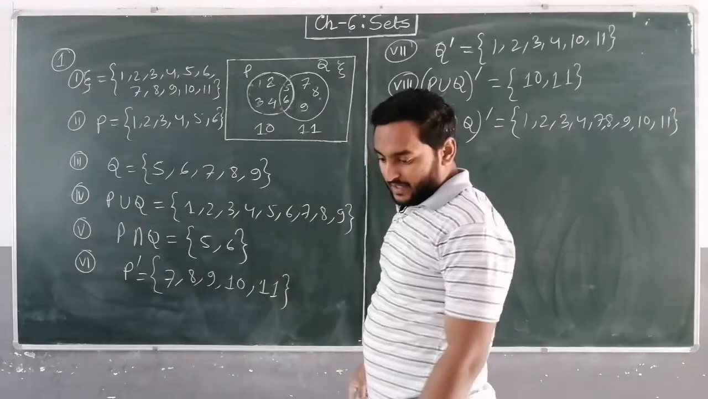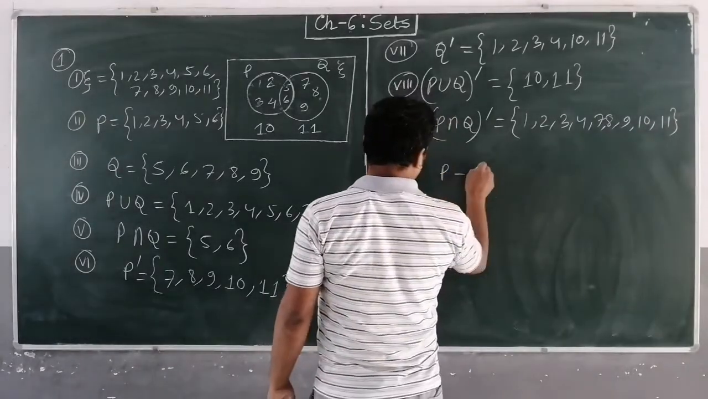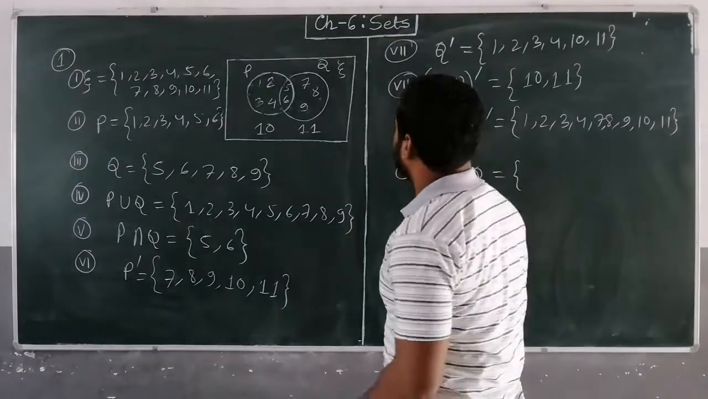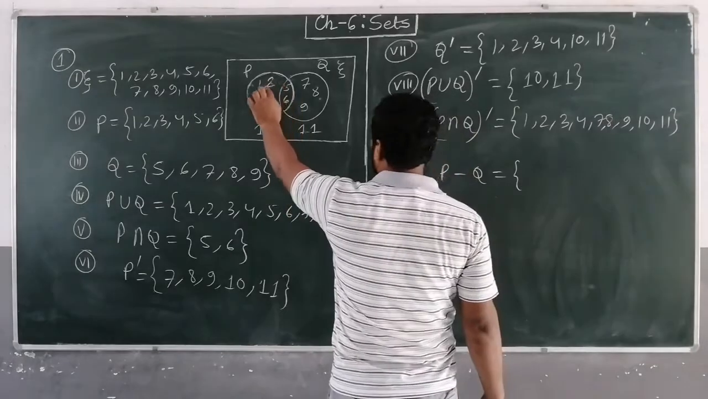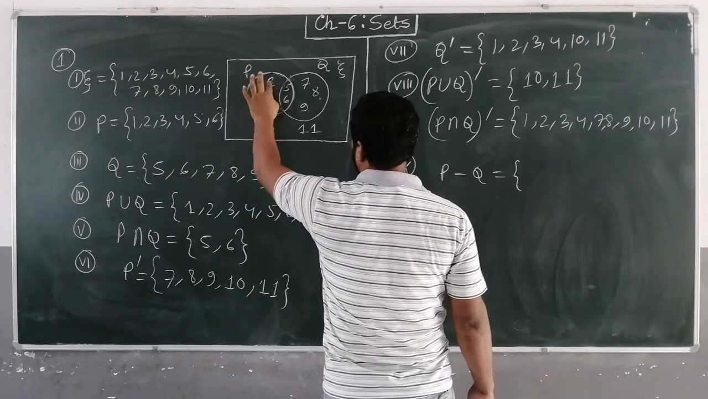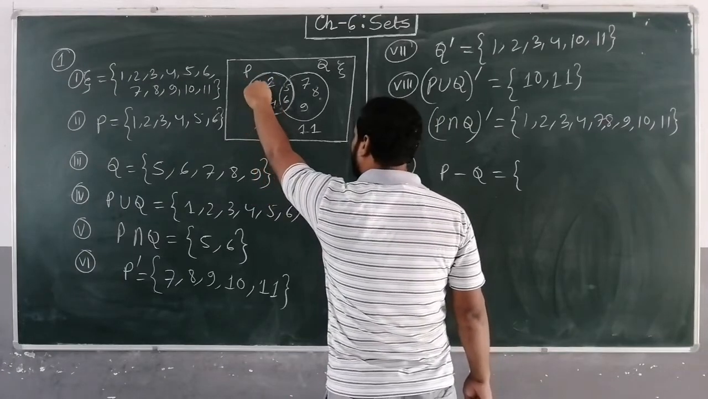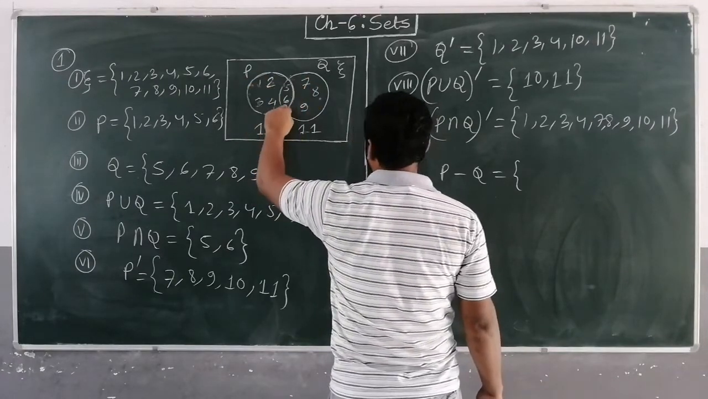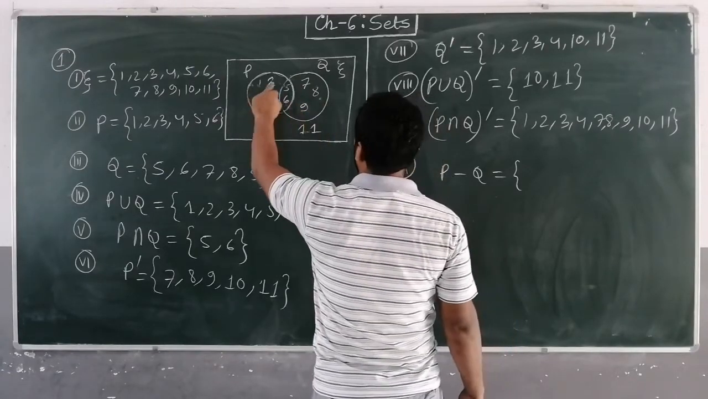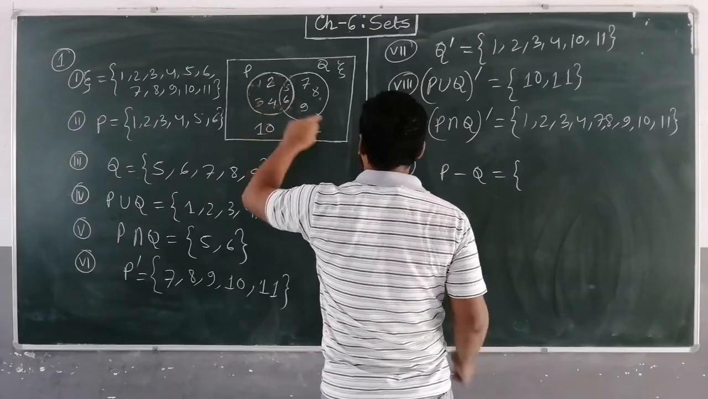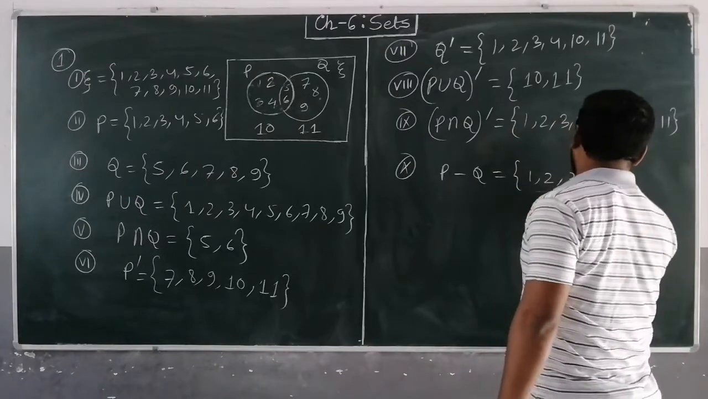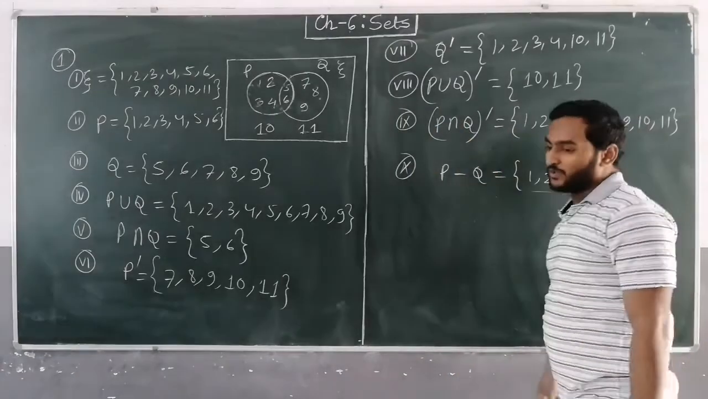Tenth part. P minus Q means the elements that belong only to P, not to Q. So these 4 elements, 1, 2, 3, 4, belong to P only, not to Q, because 5 and 6 belong to P as well as Q. So P minus Q will be 1, 2, 3, 4.